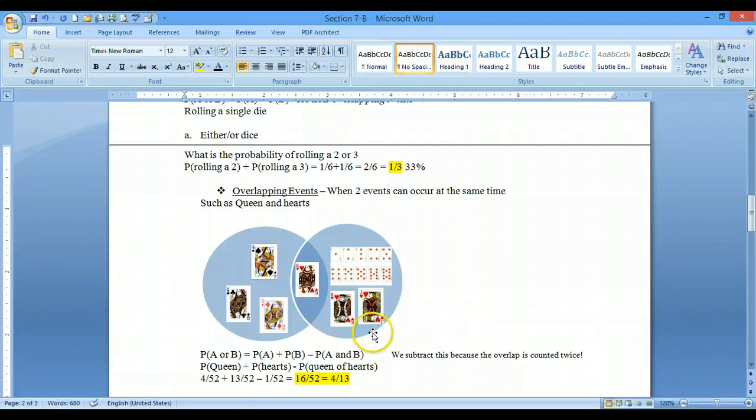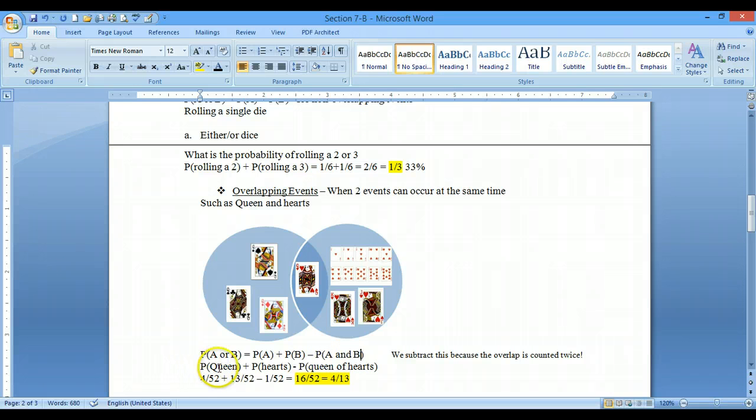So if I want to find the probability of an overlapping event, A or B, I have to add the probability of A and the probability of B. But if I add the probability of getting a queen and the probability of getting a heart, this queen of hearts is added in twice. So we must subtract the overlap because she was added in twice. If I subtract it once, then I get the probability of all of them together. So I need to subtract the probability of A and B occurring at the same time.